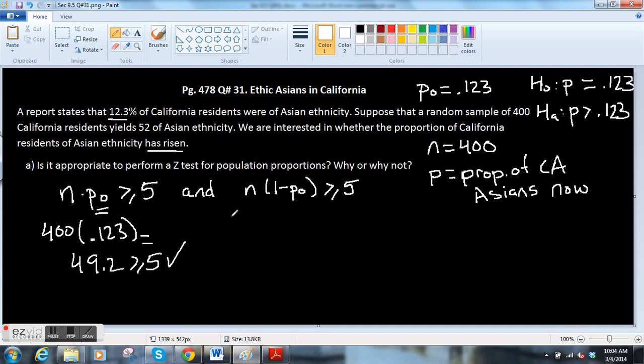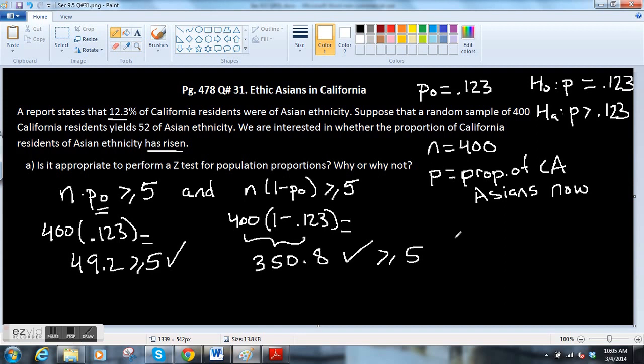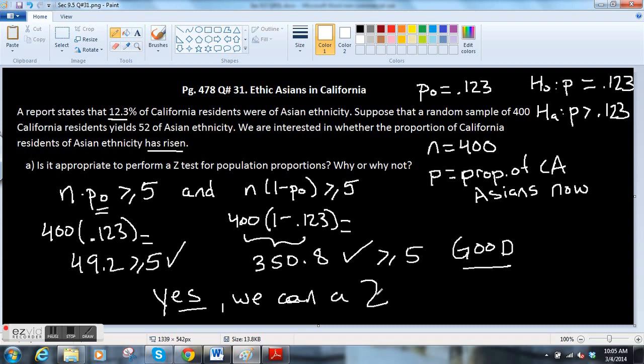Check. We also want 400 times 1 minus 0.123. So that's n times 1 minus p0. We want that bigger than 5. That is 350.8. Ladies and gentlemen, that number is bigger than 5. So we are good to go. Yes, it is appropriate to answer this question. Yes, we can use a z-test, and that is because n times p0 is bigger than 5 and n times 1 minus p0 is bigger than 5.